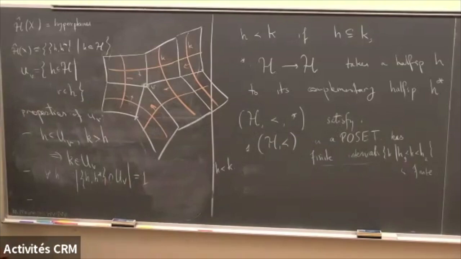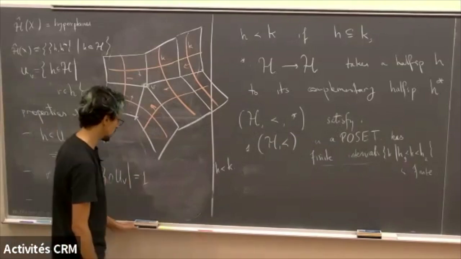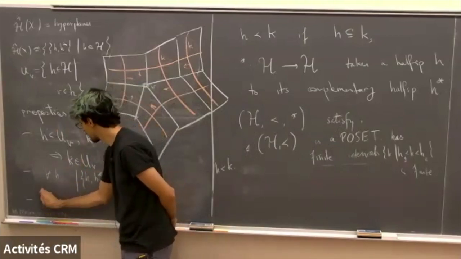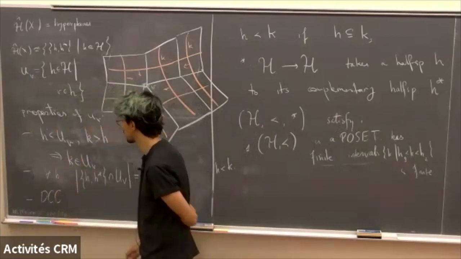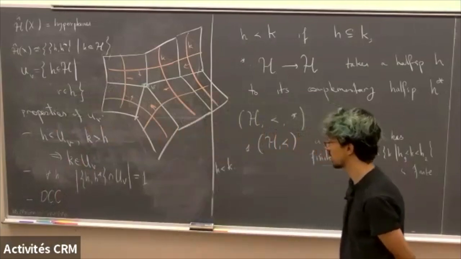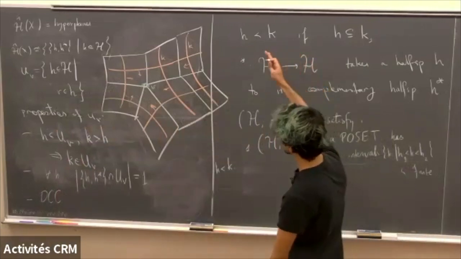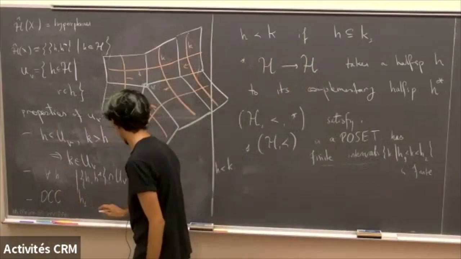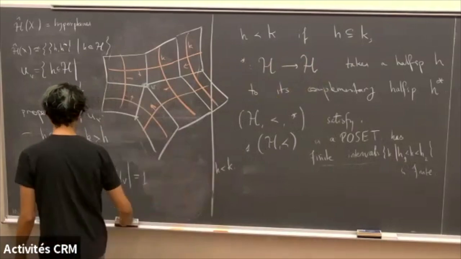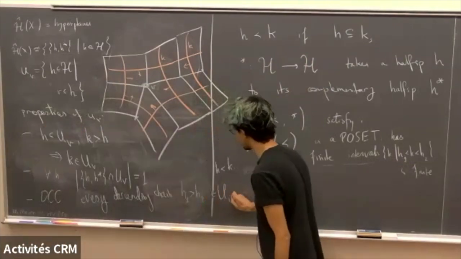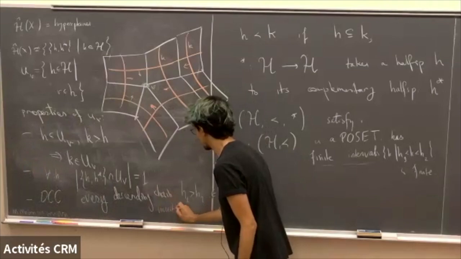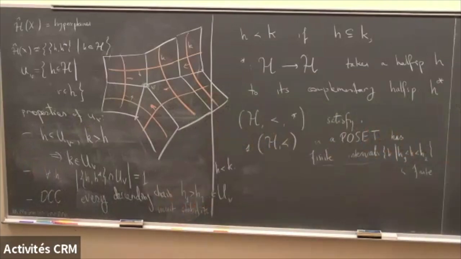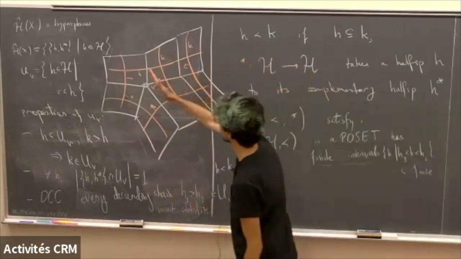And maybe the last property I want to state goes back to the title, DCC. This is not the dual cube complex, this is the descending chain condition. If I have a chain of hyperplanes, every descending chain of things in U of V must stabilize, must stop after a time. I cannot go on forever.